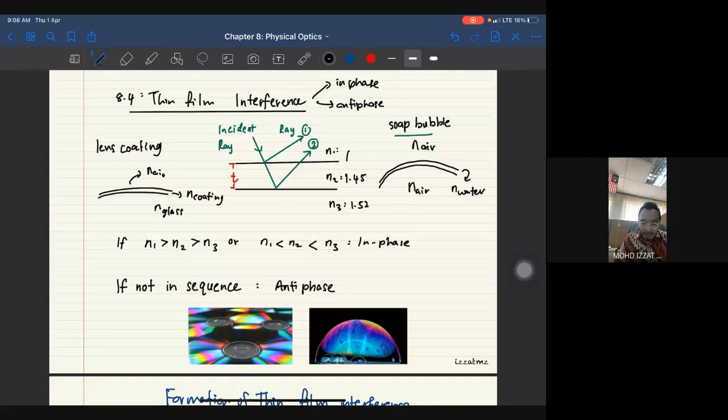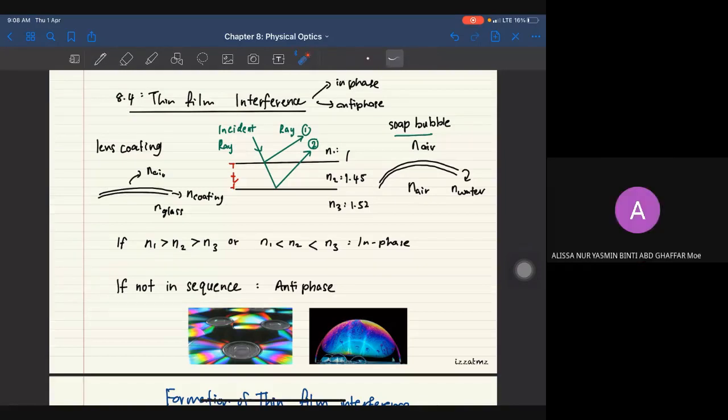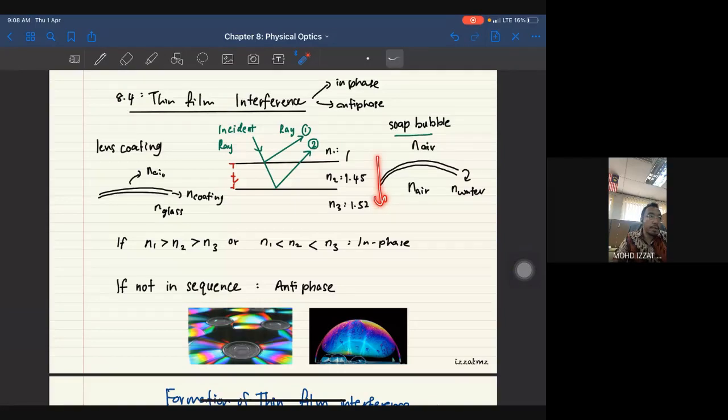Adik-adik, in phase atau anti-phase? In phase, because nombor dia berturut. Dia tak semestinya menaik, dia boleh menurun juga. Kalau nombor dia berturut, okay, dia tak perlulah tambah 2. As long as it is in sequence, itu adalah in phase. Kalau not in sequence, dia adalah anti-phase.